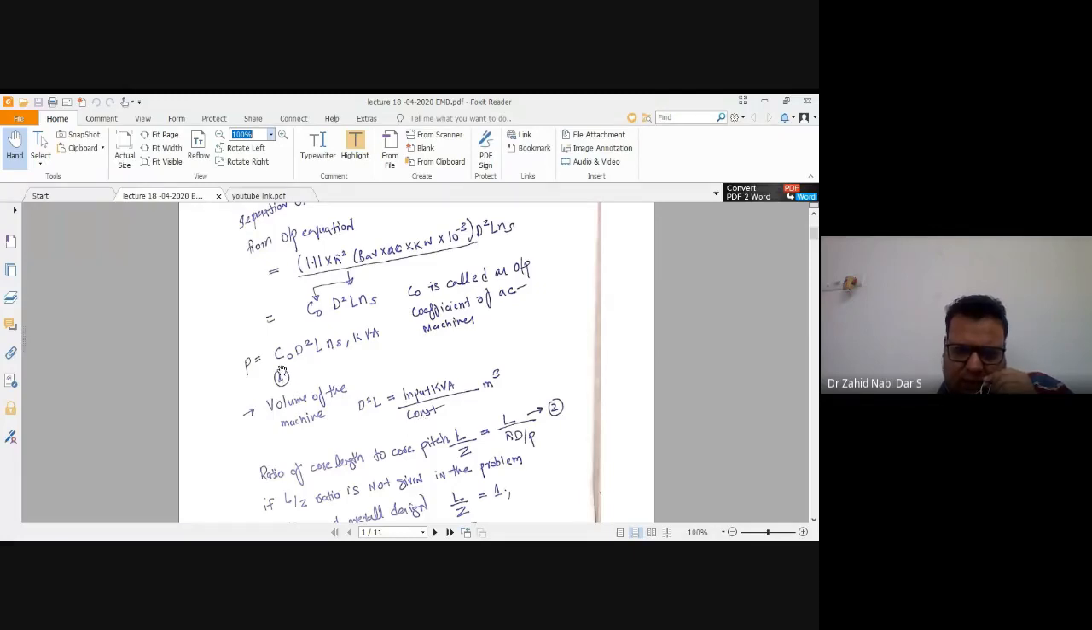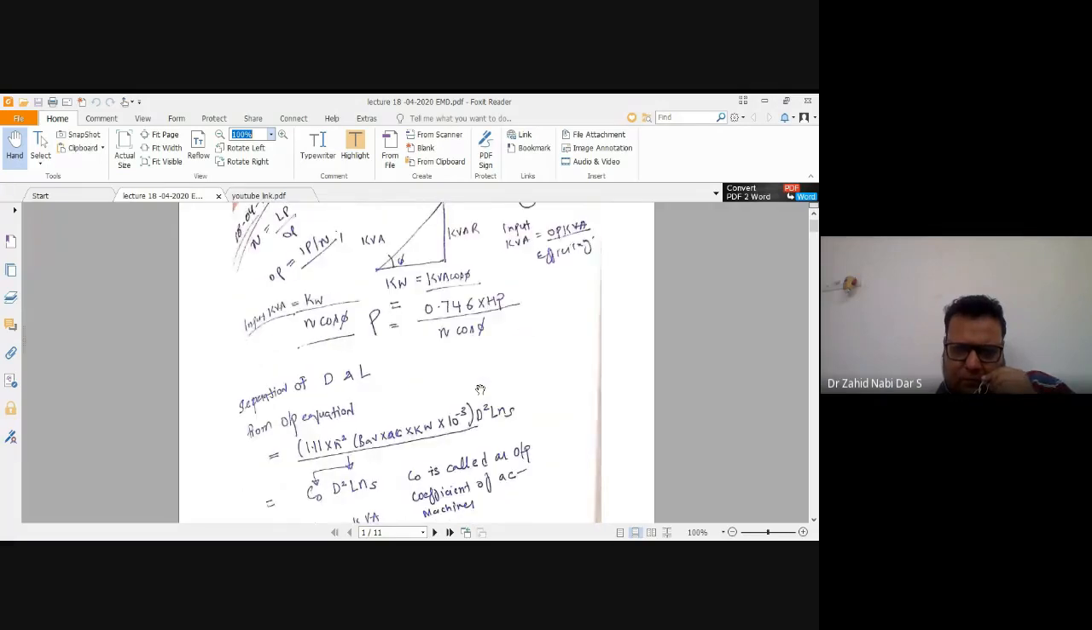Similarly, in C naught you are seeing ampere conductors. This will not change. Average magnetic flux density will not change. Hence the volume of the machine d square L is equal to input kVA by constant. And obviously the dimension of d would be in meter square and length in meter, so meter square into meter would be meter cube.